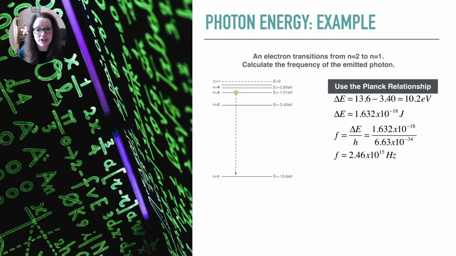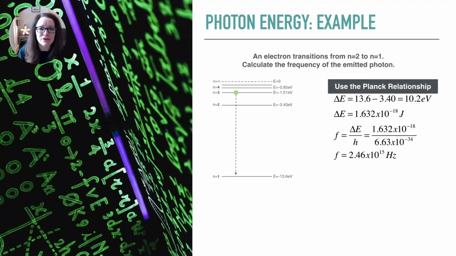So we go to n equals 2. The amount of energy it has there is 3.4. It wants to go to n equals 1. The amount of energy it needs there is 13.6. Don't worry about the negatives at the moment, just put them to one side. So the energy difference is 10.2 electron volts.